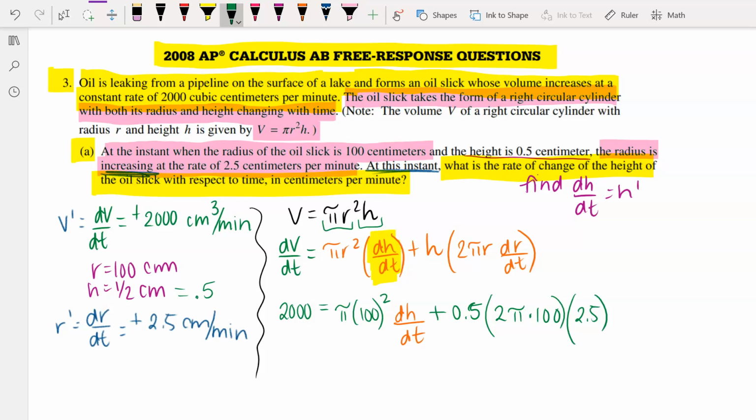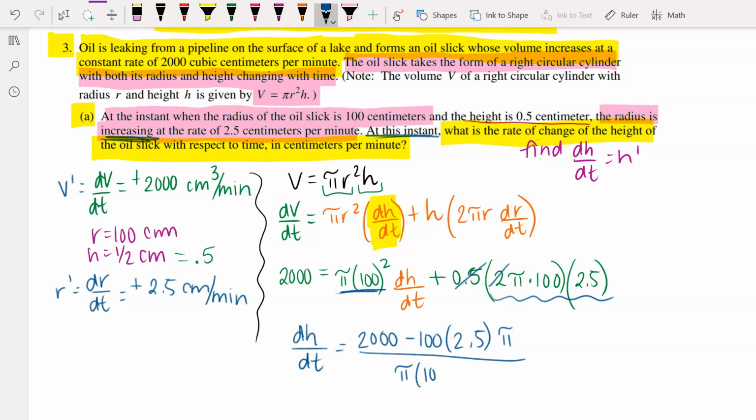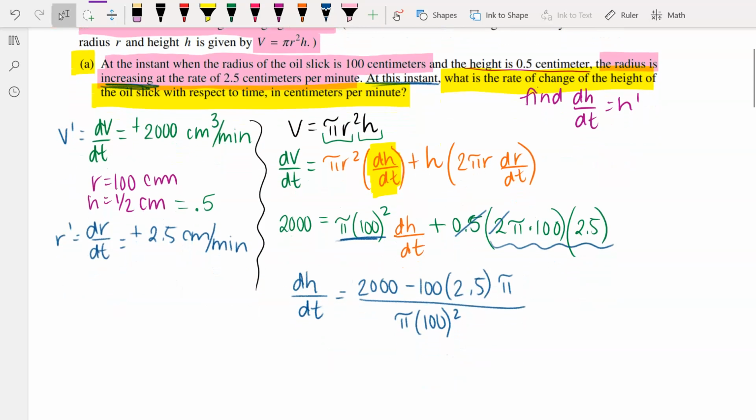And put grouping symbols where you want. I kind of put them all over. And then we are going to solve for dh/dt. I can simplify if I want, like I can do half of 2. I can multiply, but I don't have to. So then what I'm going to do is move all of this to the left side. So I'd end up with 2,000 minus 100 times 2.5 times pi. I'm not going to simplify so you realize you don't have to. And then I'm going to divide by pi times 100 squared. You can simplify if you want, but if you mess up, you lose your points.